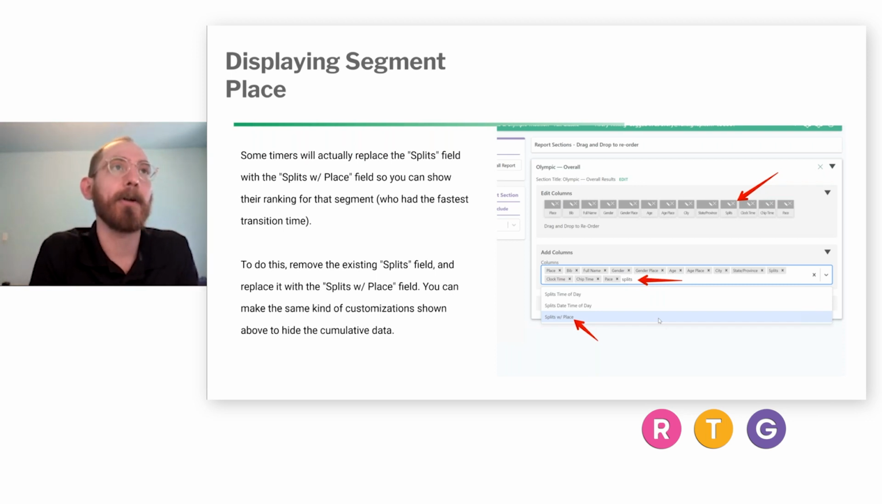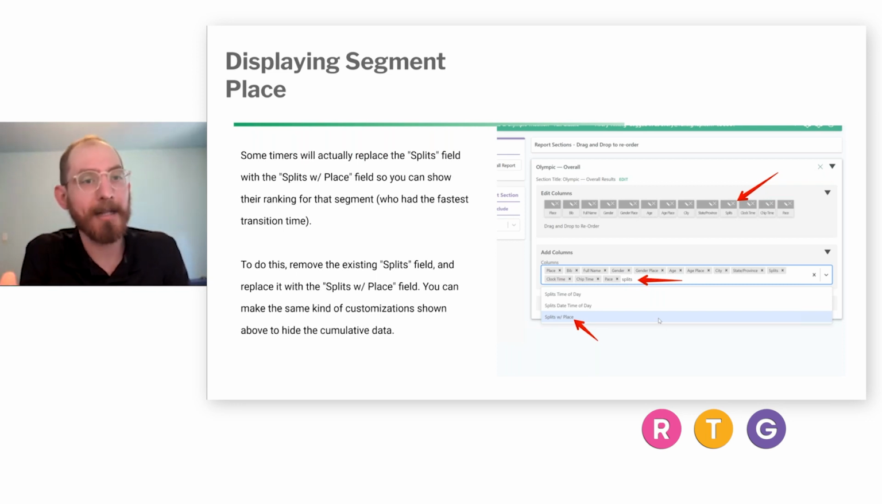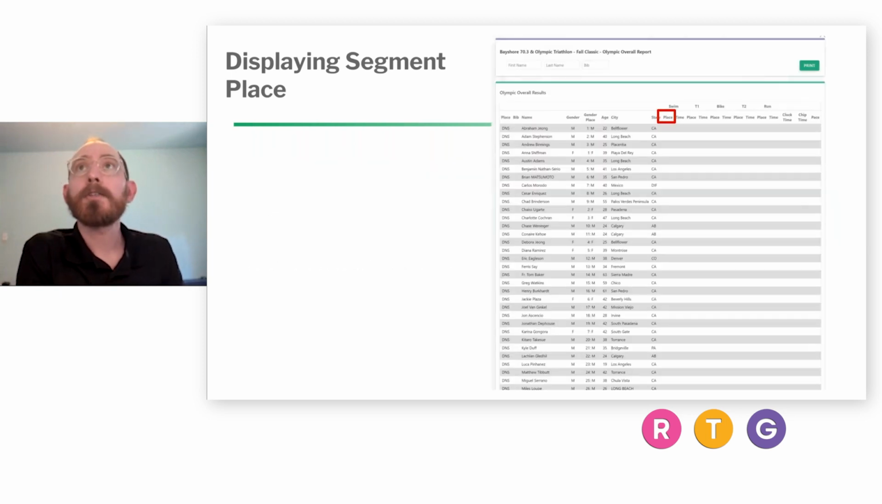I think that's really neat for triathlons. It gives people another data point to look at and brag about to their friends. Hey, I didn't win, but I got the fastest bike. That's pretty cool. So that'll show here on your reports as place.